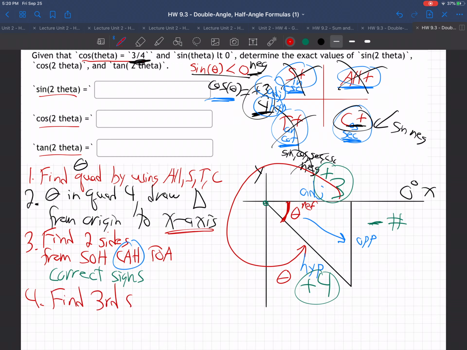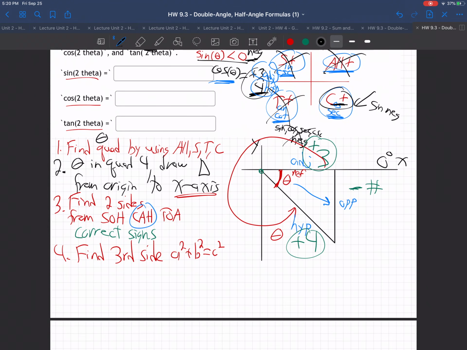Find the third side from the Pythagorean theorem, right? A squared plus b squared is c squared. So let's do it. Which one's c? C's right here. C's the hypotenuse, always the hypotenuse. That's my 4 squared. A and b, the order doesn't matter. I'll just go 3 squared plus b squared. It doesn't matter which way you do it.